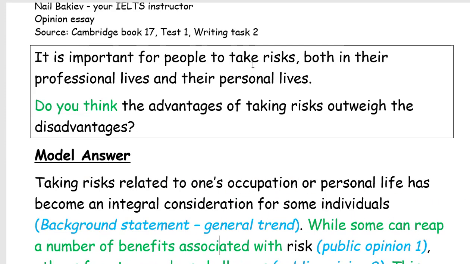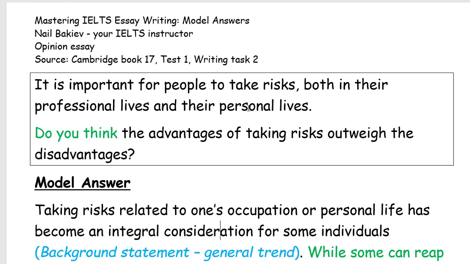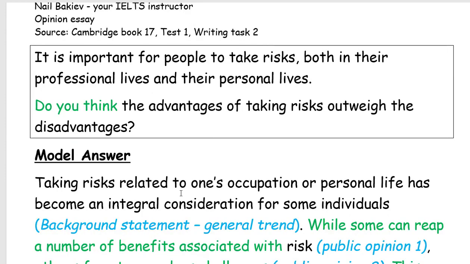So we're talking about taking risks, and therefore here I've written taking risks related to one's occupation. Okay, so if you look at this carefully, we have professional lives, and here we have occupation. I have paraphrased this part. Next, in the personal lives, in here a personal life, okay? And I'm using the present perfect here, has become an integral consideration here for some individuals, right? So all we need to do is to paraphrase this question, okay, and we need to present it as a general trend.